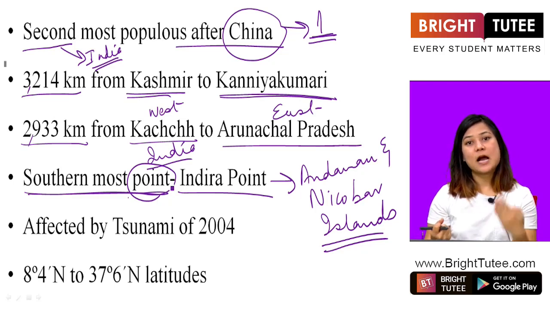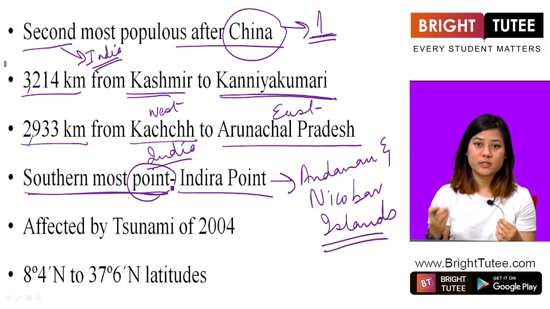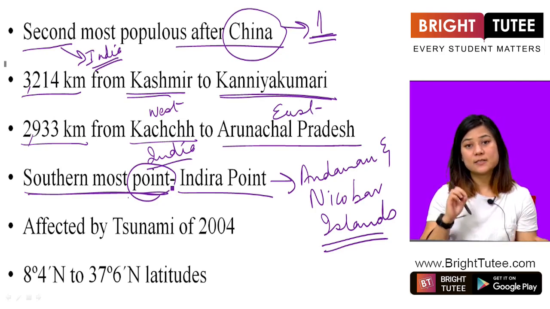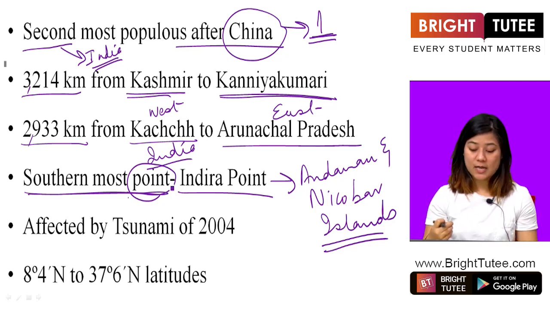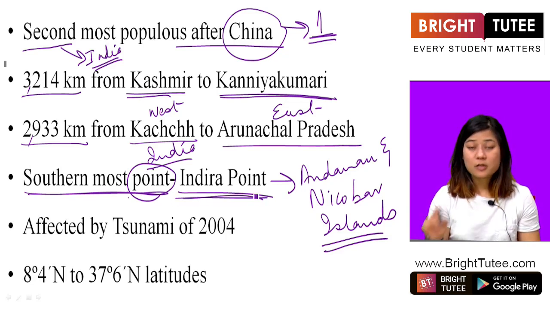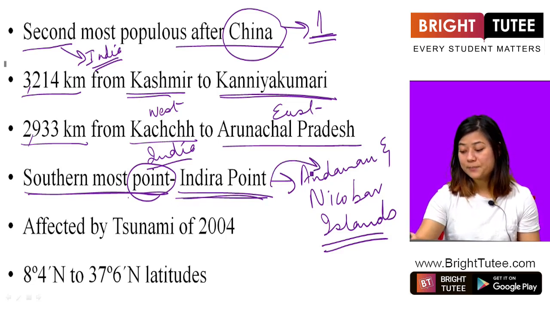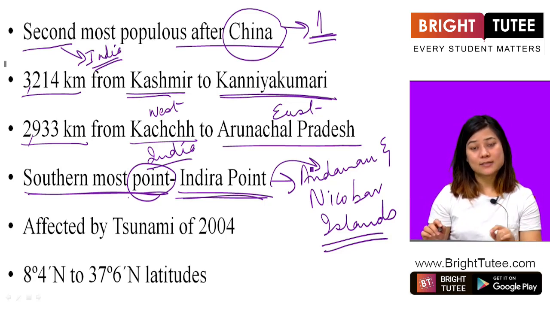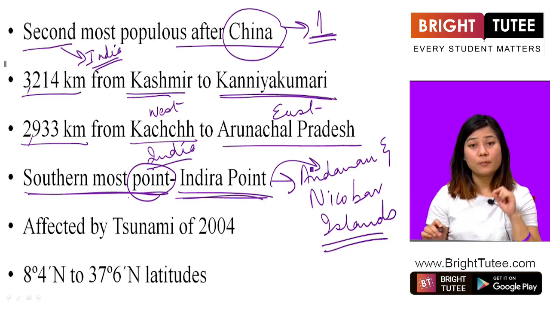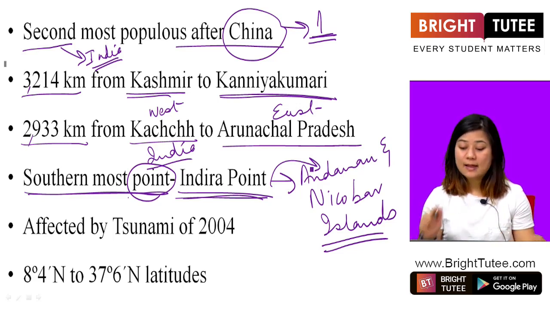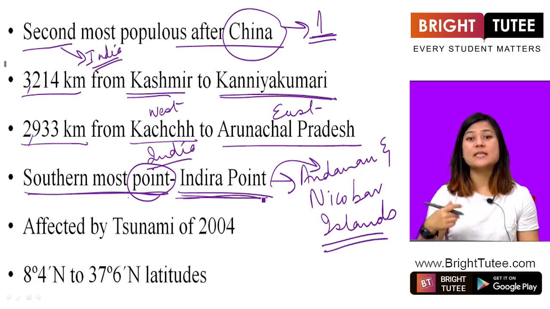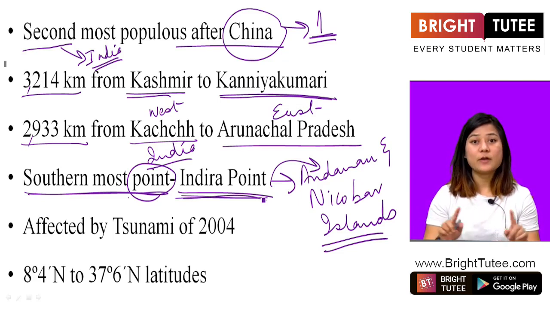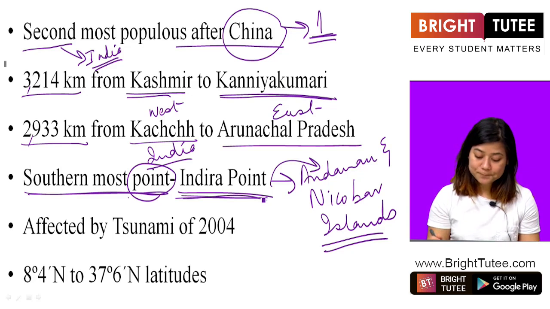So all of these land masses put together forms India. Now when you are asked to answer this question, what is the southernmost point of India? Then it is Indira Point, the point that is located in the Andaman and Nicobar Islands. But if the question asks what is the southernmost point of mainland India, then it is not Indira Point. It is something else, which we will see later. Okay, so you have to be very careful about that.